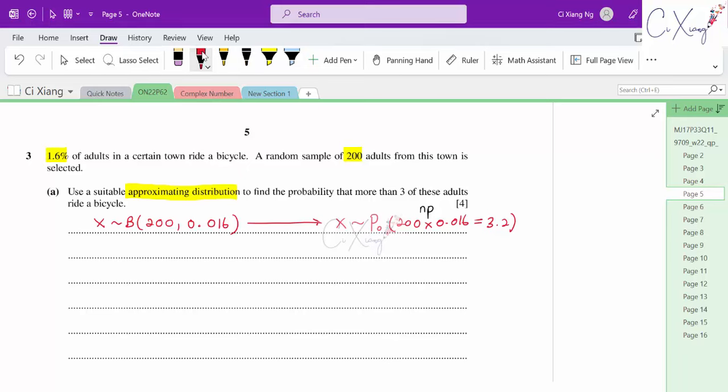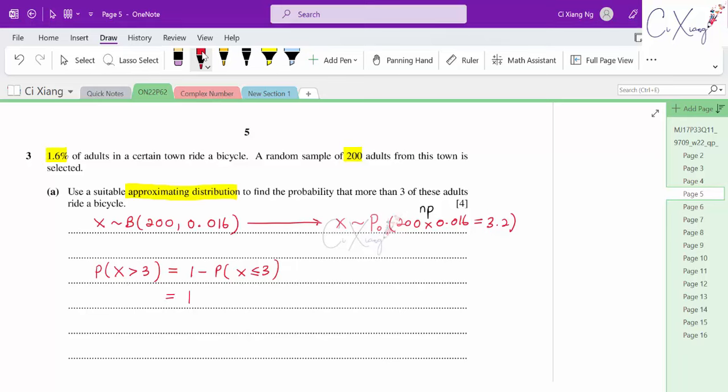Now we want to calculate the probability that more than 3 of these adults ride a bicycle. So the number of adults who ride a bicycle should be more than 3. More than means the equal sign is not included, and we have a 3 here. For Poisson distribution, we can't find the probability with x greater than, because it will be unlimited. So you have to take 1 minus the probability of x smaller than or equal to 3. That means when you take 1 minus, the value of 3 should be included.